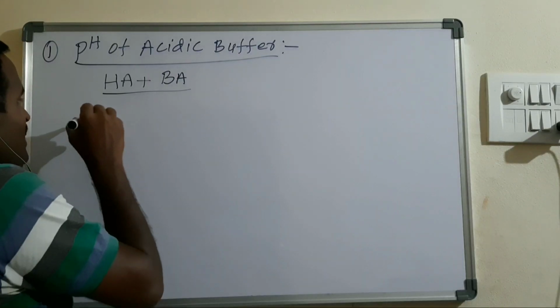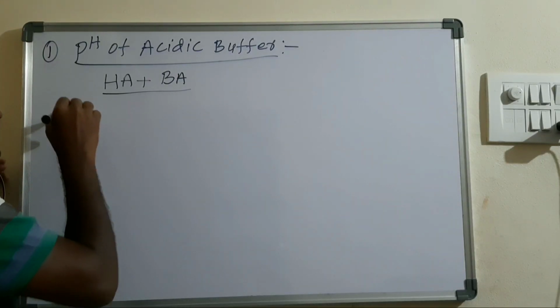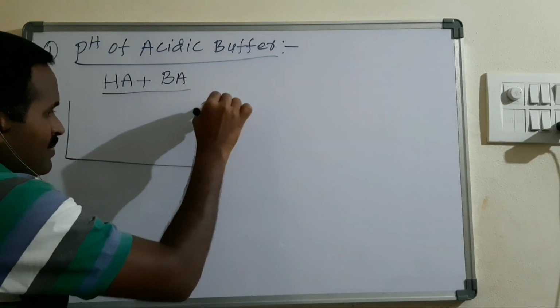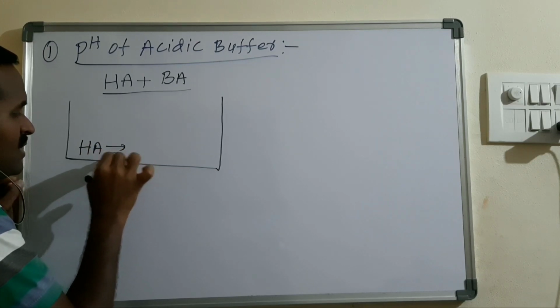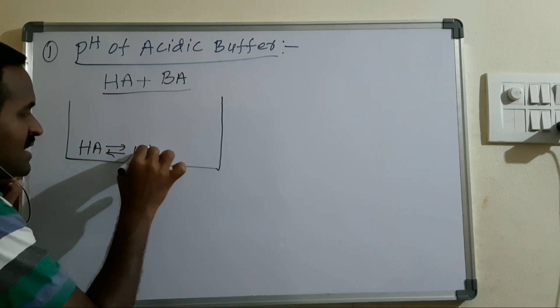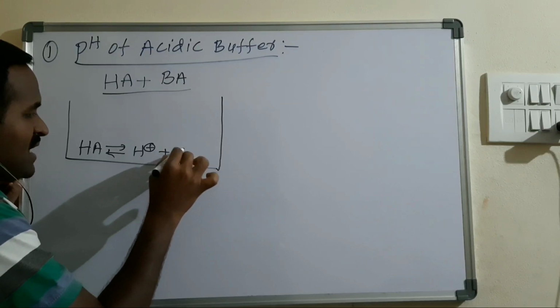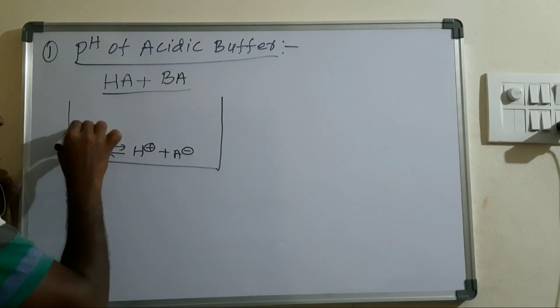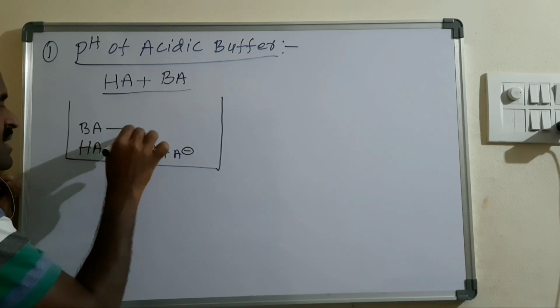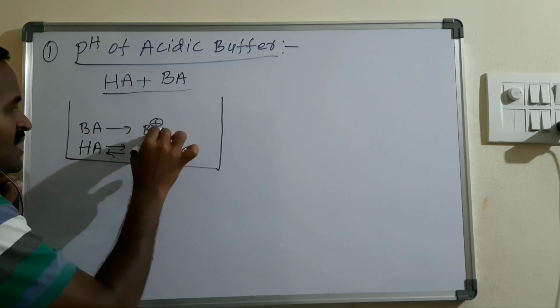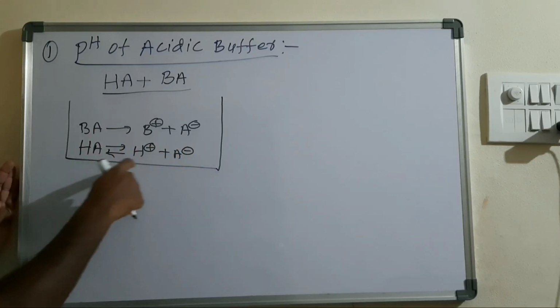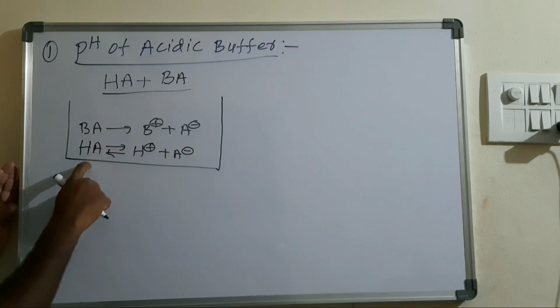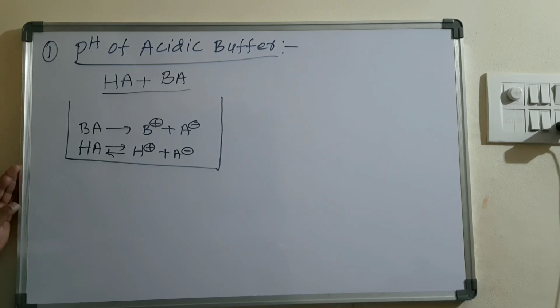So how can we find it? First, I am taking that these are present in the beaker, and HA is going to attain ionic equilibrium, because this is the H plus ion concentration and this is the A minus ion concentration, and here it is BA. This BA will dissociate into B plus and A minus ion. A minus is the common ion, so the common ion effect is there. HA is a weak electrolyte. Now the ionic equilibrium is formed between the undissociated HA molecule and the dissociated H plus and A minus.